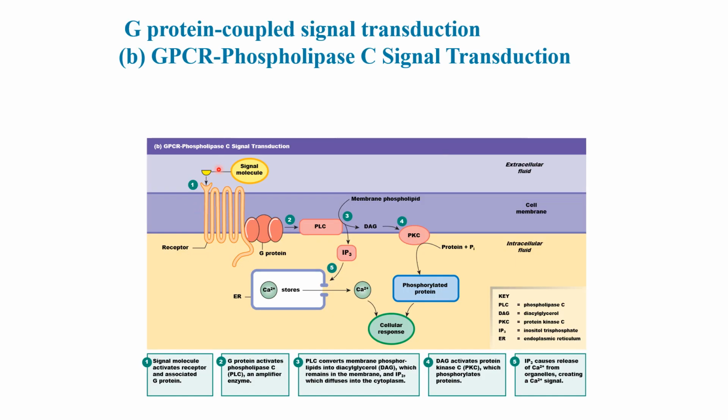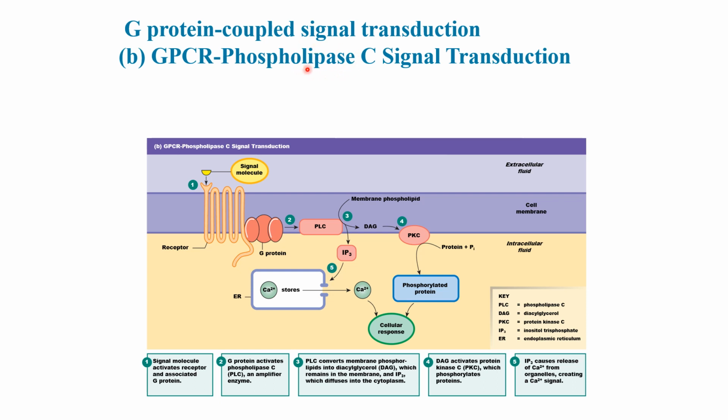Okay, let's go ahead and continue talking about those GPCR receptors. This G protein coupled receptor right here, its pathway is known as the G protein coupled receptor phospholipase C. Phospholipase C is going to act as the amplifier enzyme.